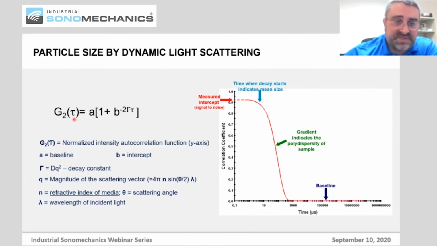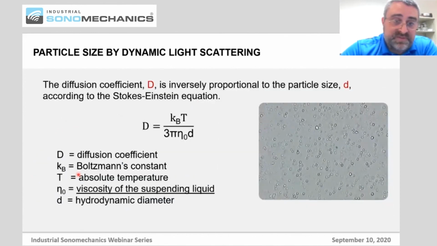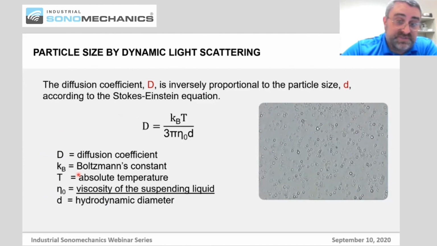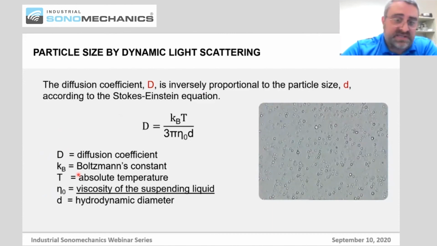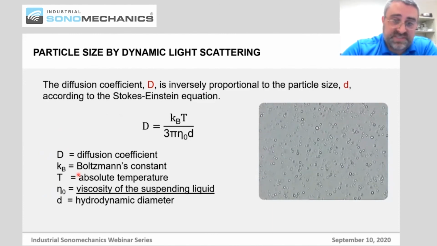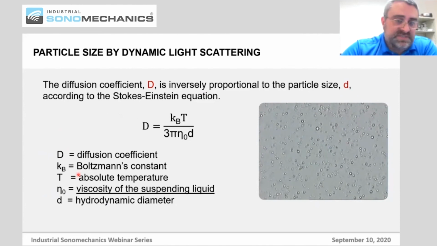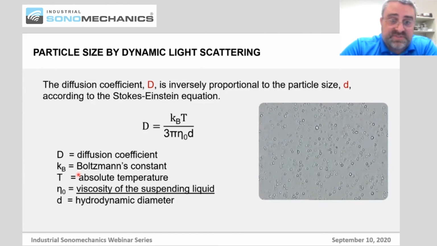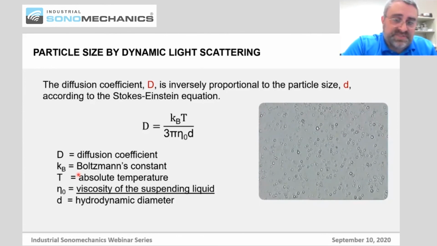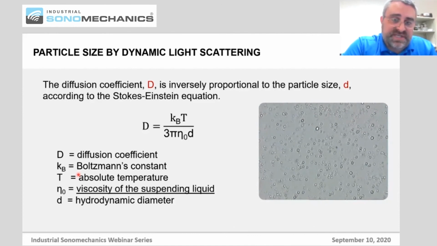We use all of this to calculate the diffusion coefficient, the capital D, from the decay constant. Once we have that, we can use the Stokes-Einstein equation. We know the Boltzmann constant, the absolute temperature, and the viscosity of the suspending liquid, and we can calculate a hydrodynamic diameter. Notice in the previous slide I underlined the refractive index of the liquid, and here I have the viscosity of the liquid. These are properties of the primary liquid suspending the particles, and you have to know them in order to make this calculation work and generate an accurate size.